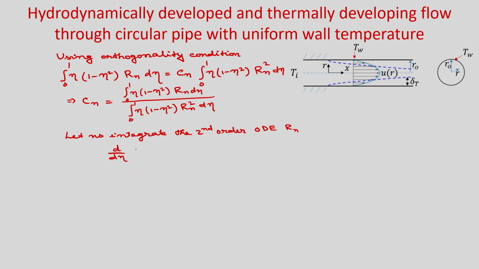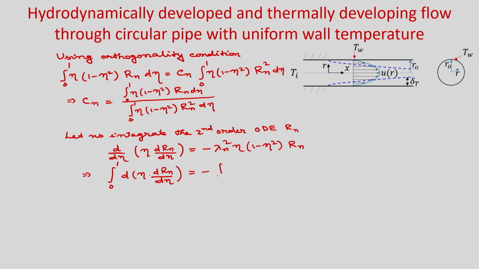So, you can see our equation is d by d eta of eta d R n by d eta is equal to minus lambda n square eta 1 minus eta square R n. Okay. So, now if we integrate it, you will get integral 0 to 1 of d of eta d R n by d eta is equal to minus integral 0 to 1 of lambda n square eta 1 minus eta square R n d eta.